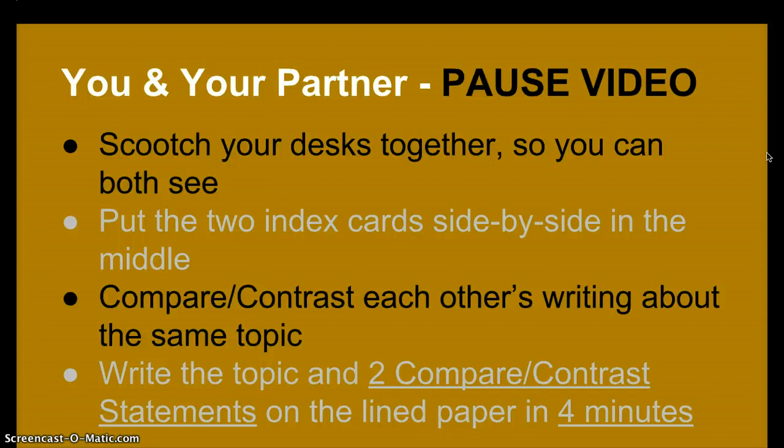Once you have read both cards, you are going to write 2 comparing or contrasting statements on your lined paper. So go ahead and write the topic that you and your partner wrote about on your lined paper, and then underneath that you're going to write 2 statements. You can do one of each, one comparing, one contrasting. You can do 2 comparing, 2 contrasting. It's completely up to you. Please do this in under 4 minutes. Pause the video and go.